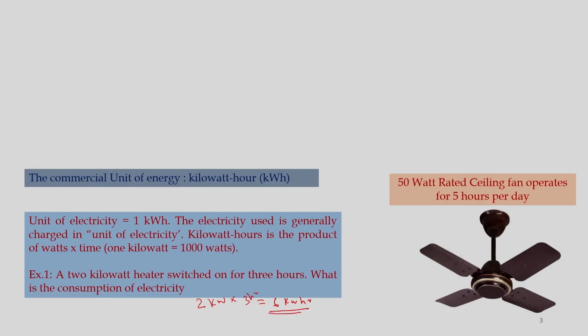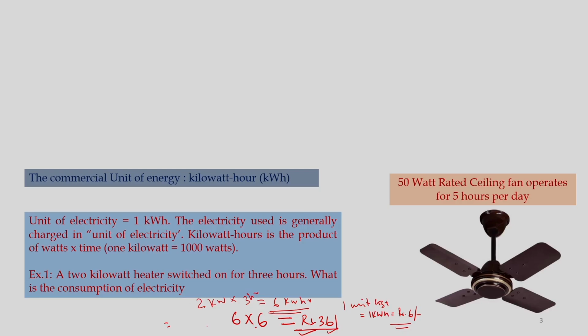So, if we know 1 unit cost, meaning 1 kilowatt hour, is equal to say rupees 6, then the amount of money required will be how much? It will be 6 multiplied by 6, which will be equal to rupees 36. So, this rupees 36 we have to spend if we have to run the heater for 3 hours in a day. So, this will be 36 rupees per day.